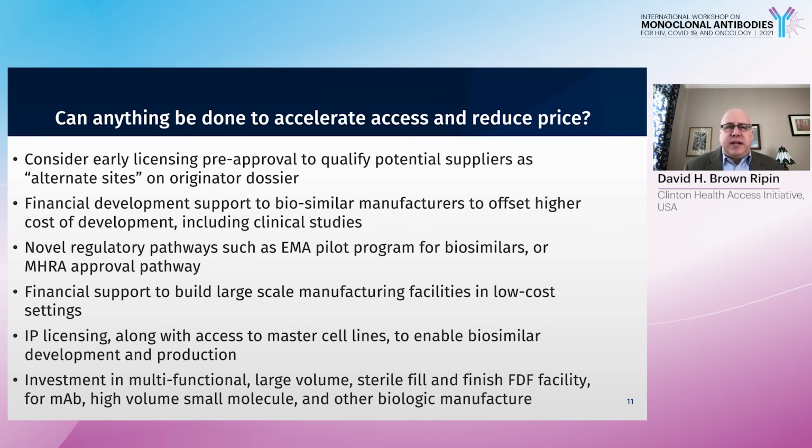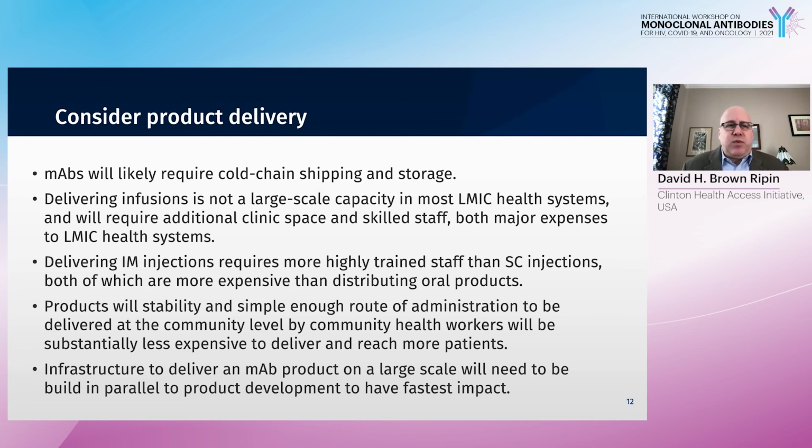And there's going to be a general need to invest in a multifunctional, high volume, sterile fill and finish, finished dosage form facility for a variety of products: monoclonal antibodies, but also higher volume small molecules, such as some of the newer HIV prevention products which are coming, and/or other biologic manufacture. And this is going to be a separate investment requirement to the API manufacturing facility investment I had mentioned slightly earlier. I want to close just by saying that we can't forget to invest in product delivery.